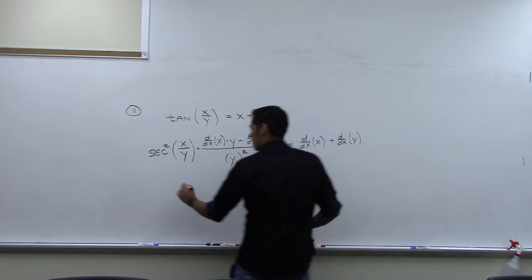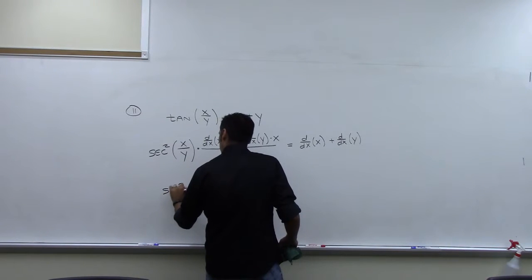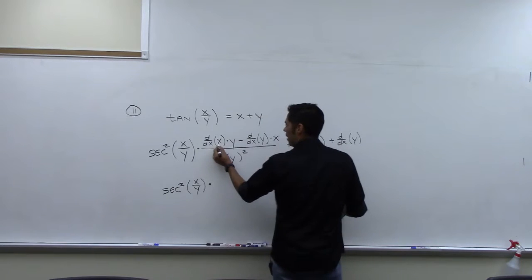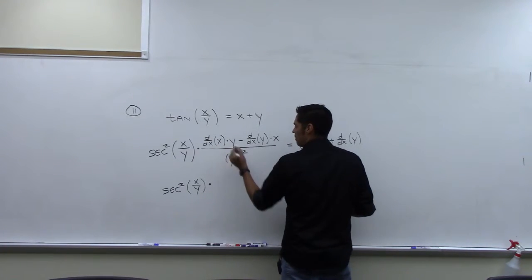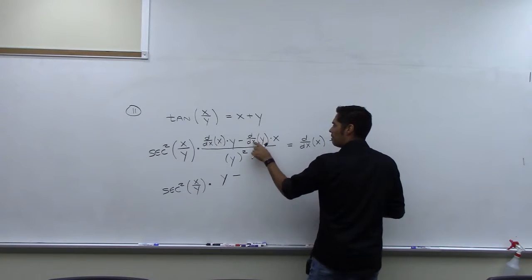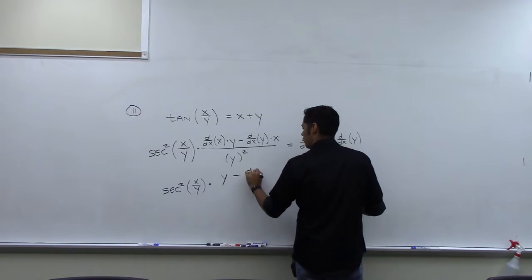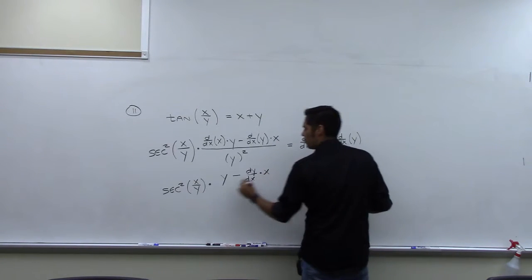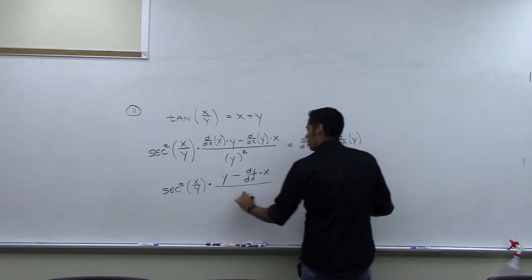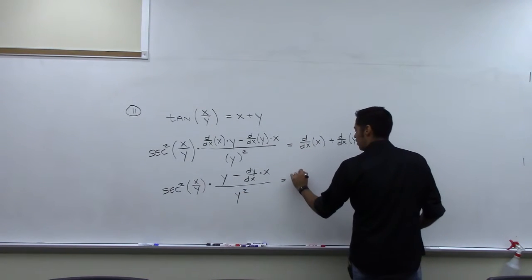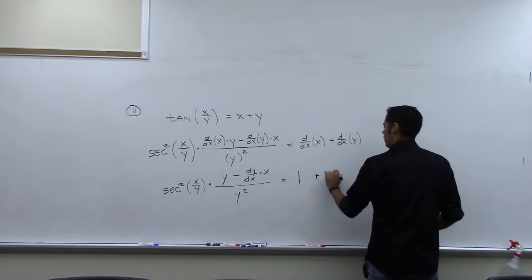And now over here we have secant squared of x over y times, now the derivative of x with respect to x is just 1 times y, which is y, minus the derivative of y with respect to x, this is our dy dx. And then times x still to finish off the quotient there, all over y squared. And this equals the derivative of x with respect to x is 1, and then derivative of y with respect to x is dy dx.